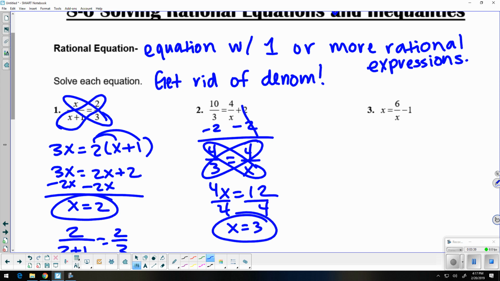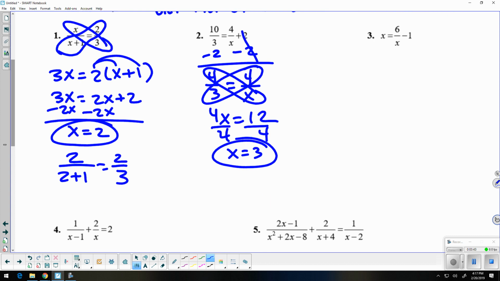That's your final answer. Again, if you plug this back in, you want to check and make sure it actually works. So we're saying that 10/3 should be equal to 4/3 plus 2. If I add those two together, you could use your calculator if you'd like, but it should be 10/3. So it all checks out.